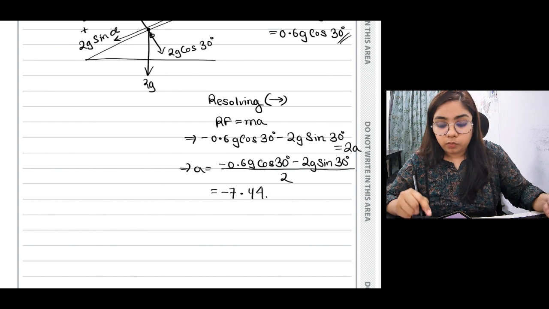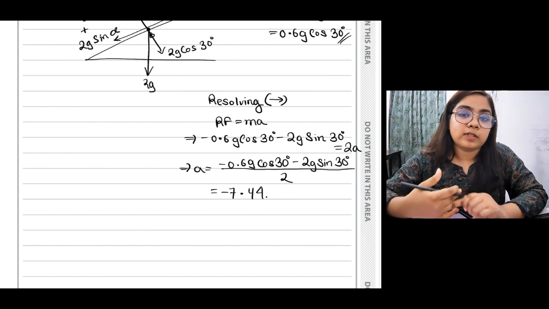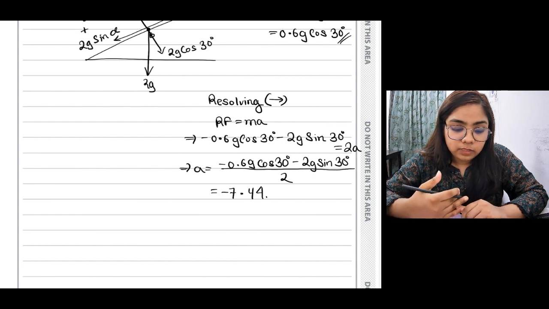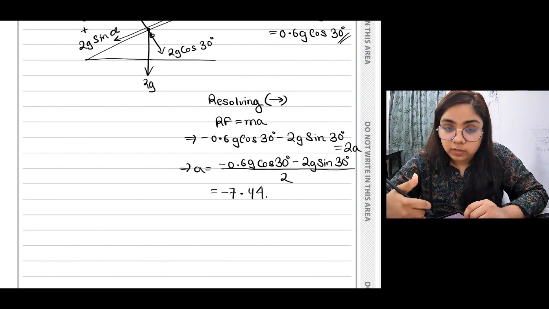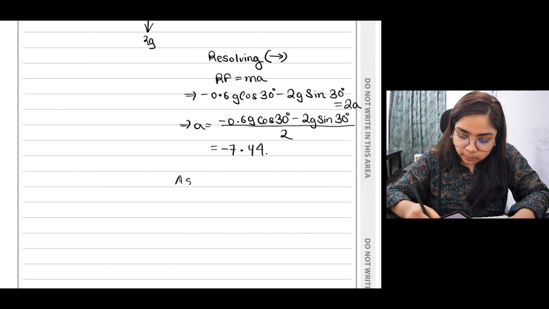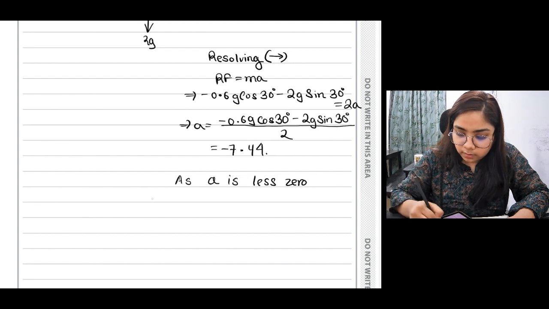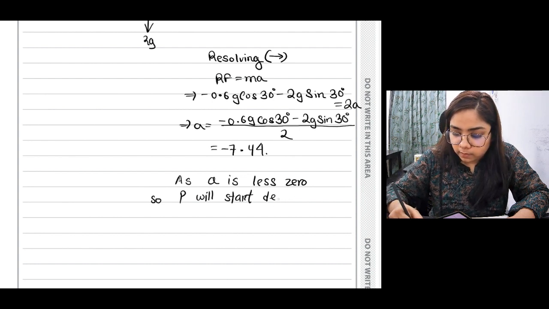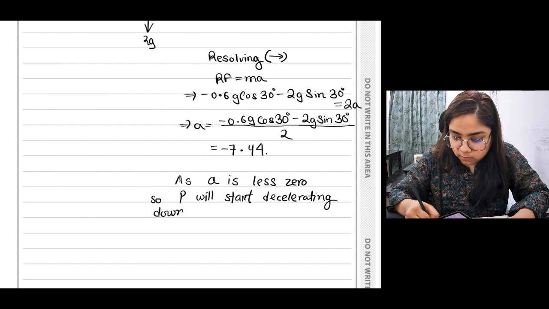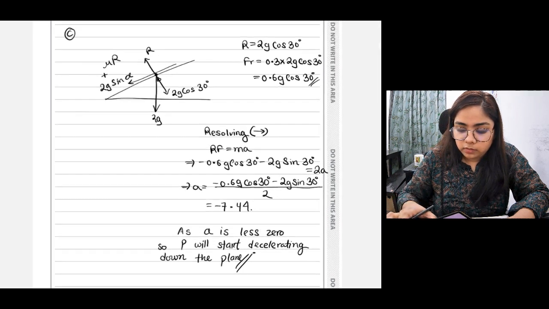7.44. Now this indicates that at point C it would start decelerating, right? The acceleration is still not 0. If it is decelerating, that means obviously that P will not remain at rest. It will start sliding down the plane, right? Because of the deceleration, we can write that as a < 0. So P will start decelerating down the plane. Okay, so this is the working for your part C.